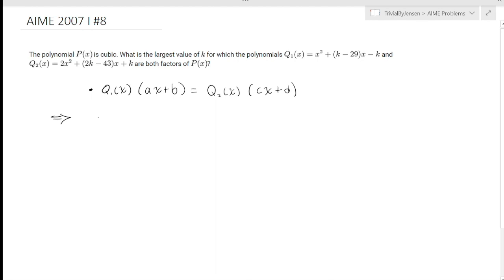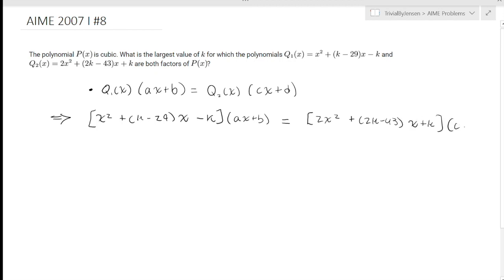Okay, so what we have is x squared plus k minus 29 x minus k times ax plus b equals 2x squared plus 2k minus 43 x plus k times cx plus d. Okay, so now let's group similar coefficients. First we have ax cubed is equal to 2cx cubed.